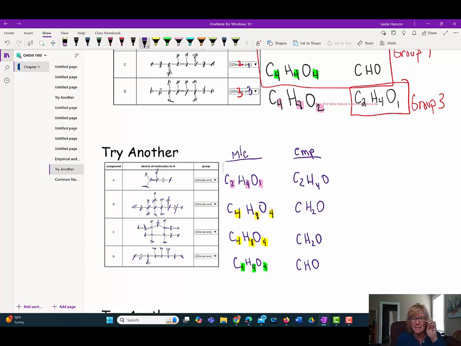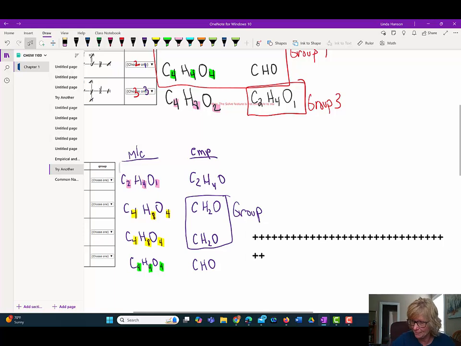Now we just simply examine, do you see any that are alike? And again, this problem just coincidentally worked out that compound B and C are identical. So it doesn't matter what group number I call them. It can be group 1, 2, 3, or 4. I just have to make sure I'm categorizing them as the same group.